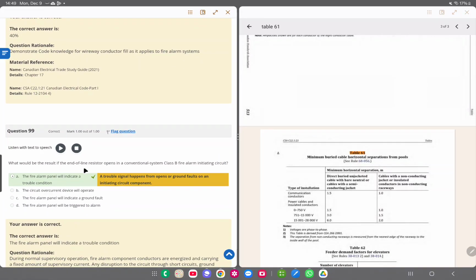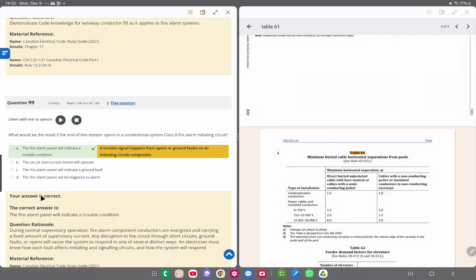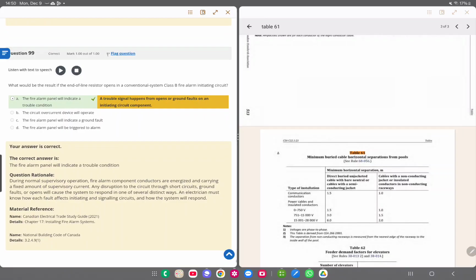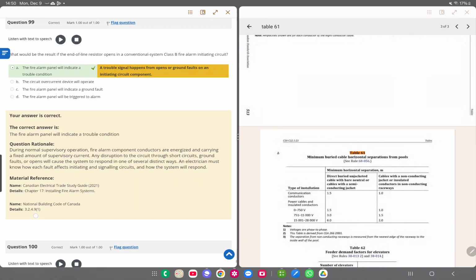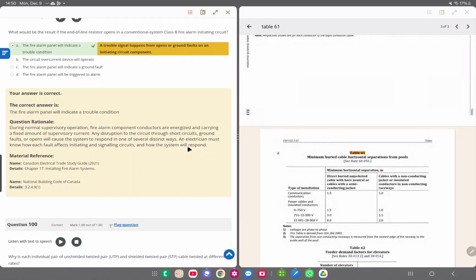What would be the result if the end of line resistor opens in a conventional Class B fire alarm initiating circuit? The fire alarm panel will indicate a trouble condition. During normal supervisory operation, fire alarm component conductors are energized and carrying a fixed amount of supervisory current. Any disruption to the circuit through short circuits, ground faults, or opens will cause the system to respond in one of several distinct ways. An electrician must know how each fault affects the initiating and signaling circuit and how the system will respond.